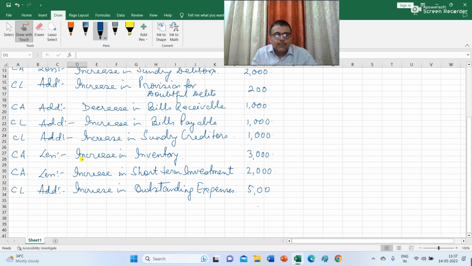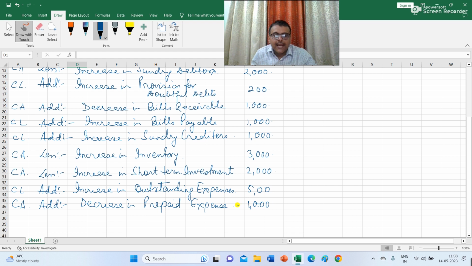Next is your prepaid expense. Prepaid expense is a part of your current asset, and there is a decrease in prepaid expense, so we have to add back. So decrease in prepaid expense, and the amount is for rupees 1000.